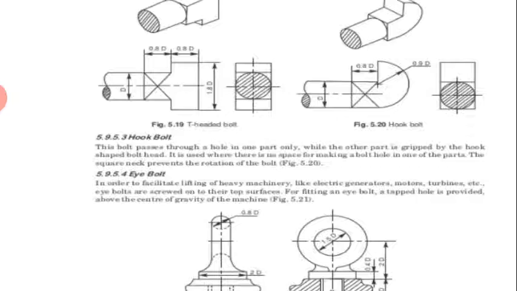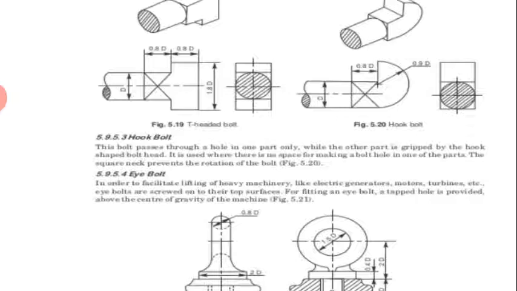Now come to the hook bolt. Students, this bolt passes through a hole in one part only, while the other part is gripped by the hook-shaped bolt head. It is used where there is no space for making a bolt hole in one of the parts. The square neck prevents the rotation of the bolt.